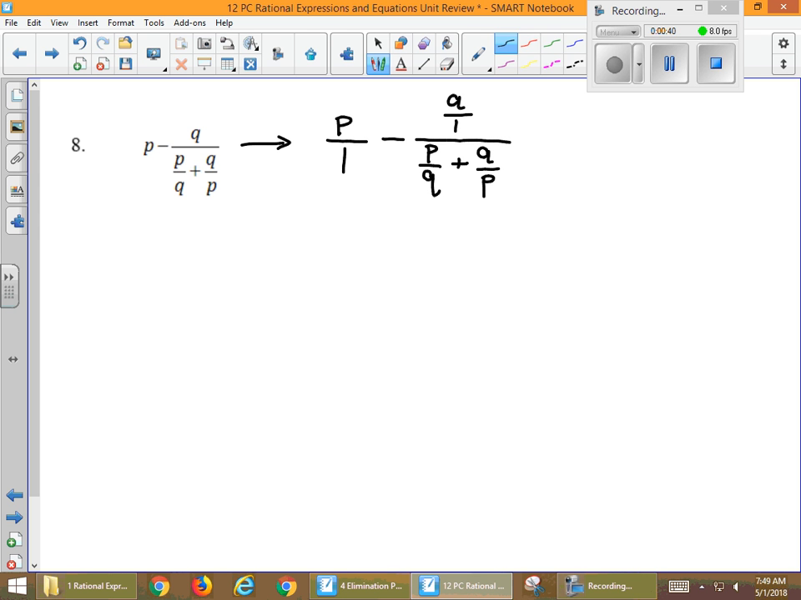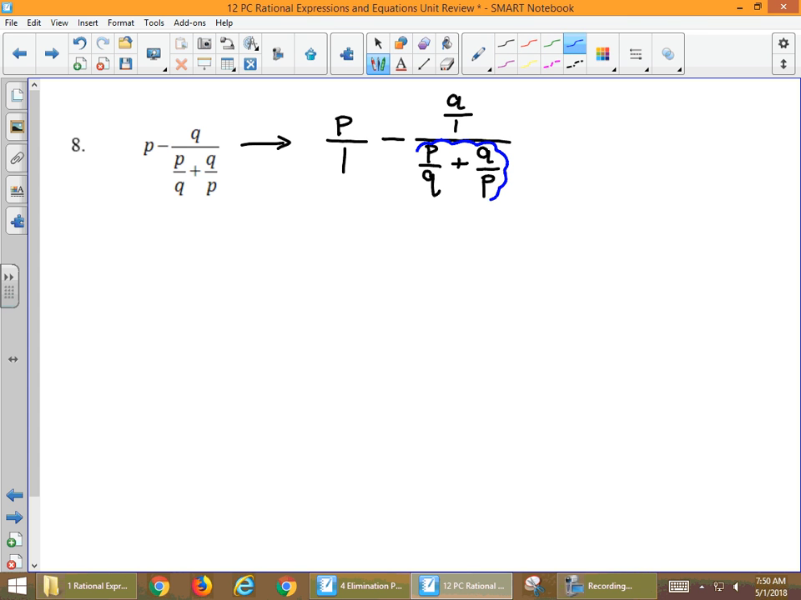If you have the setup right from the start, it's much easier for you. This is kind of a fraction problem inside a fraction problem inside a fraction problem. So we need to work it in that way. So the first thing I'm going to do is work with this bottom piece. And it's an addition problem.